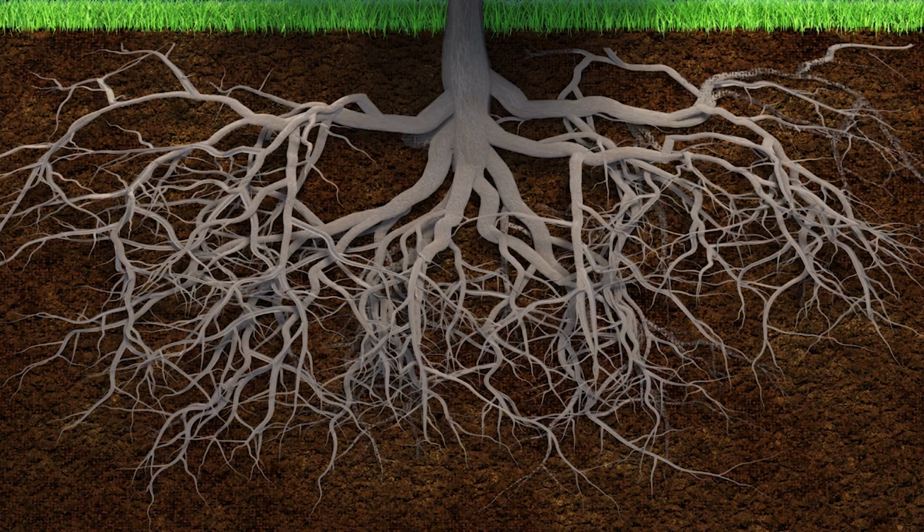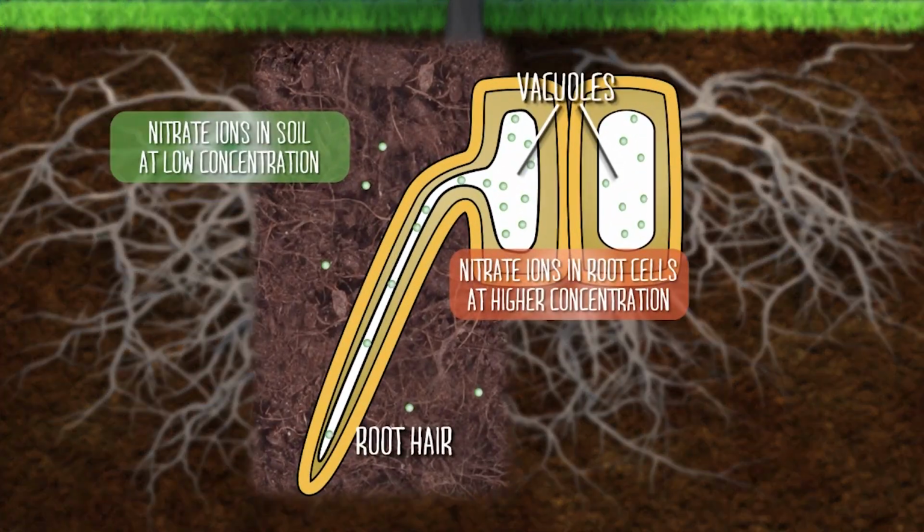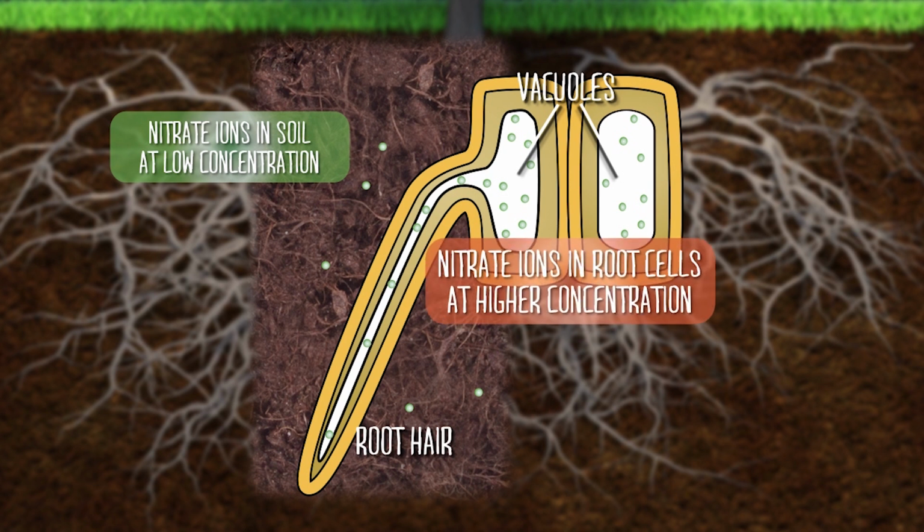A good example takes place in the roots of plants. Cells here take in minerals such as nitrates by active transport, as the concentration of minerals in the roots is usually higher than the soil around them.